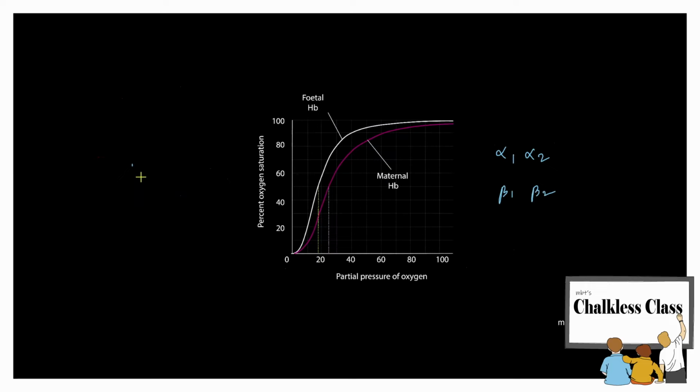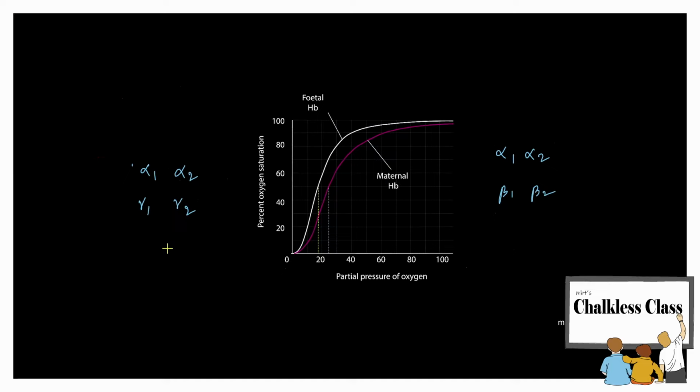In the fetal hemoglobin, it also contains two kinds of subunits. One is alpha 1 and alpha 2. In place of the beta subunit, the gamma subunit is there, gamma 1 and gamma 2. The structure of the gamma chain shows more affinity to oxygen. So, fetal hemoglobin shows more affinity to oxygen than the maternal hemoglobin.